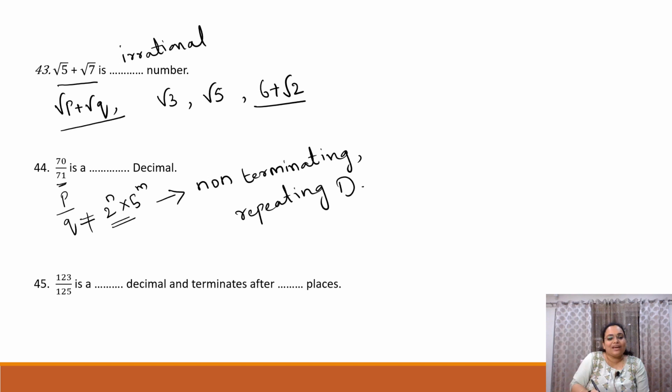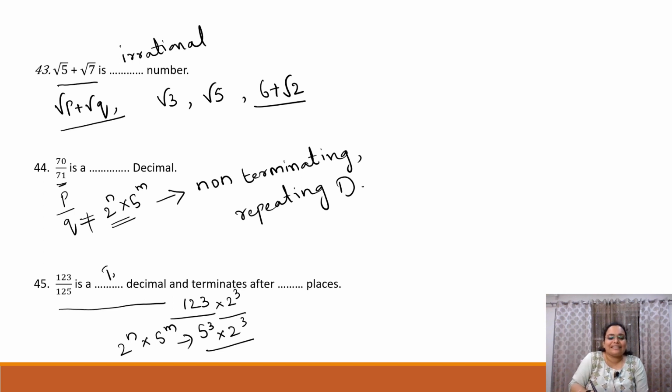The next one is 123 by 125 is a dash decimal and terminates after dash places. First we'll solve 123 by 125, what kind of decimal it is. 125 can be written as 5 cube. If you multiply with 2 cube in the numerator and in the denominator, the value of the expression does not change. So this is in the form of 2 power n into 5 power m. Correct? So it is a terminating decimal.